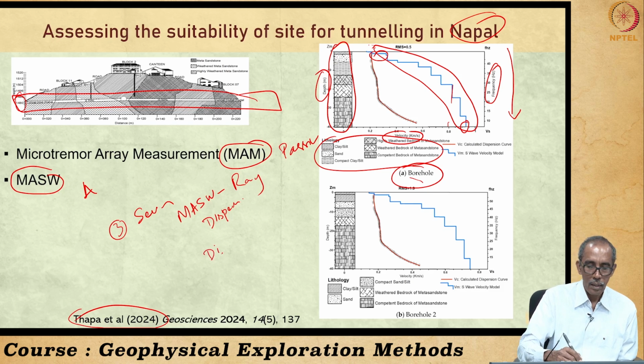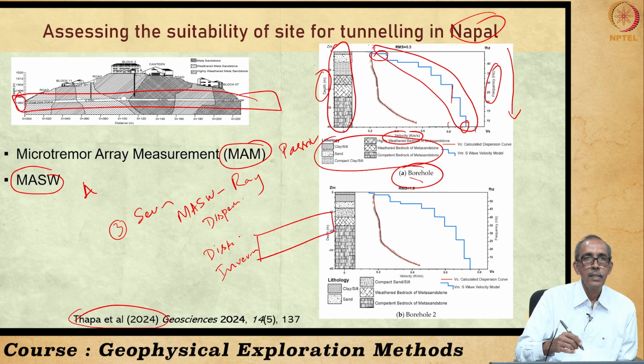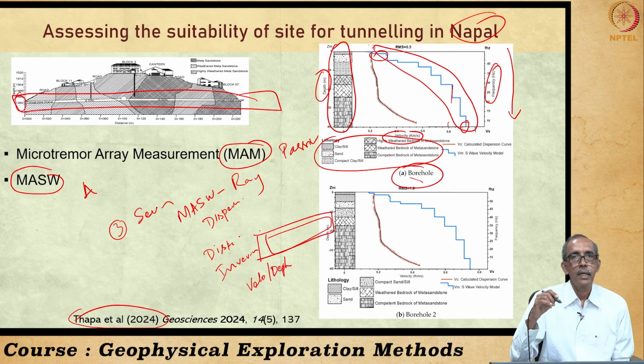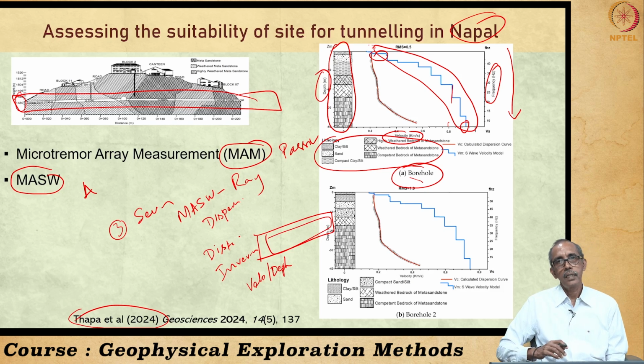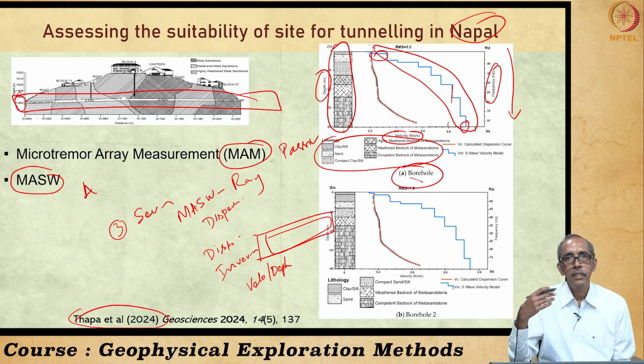First we do dispersion analysis. After that we do inversion. After inversion we arrive at the subsurface sections, a relation between velocity versus depth, so we are able to arrive at a cross section showing the velocity distribution. Toward the end we saw some applications and some case studies. I am sure this would have enriched you on the versatility of multi-channel analysis of surface waves.